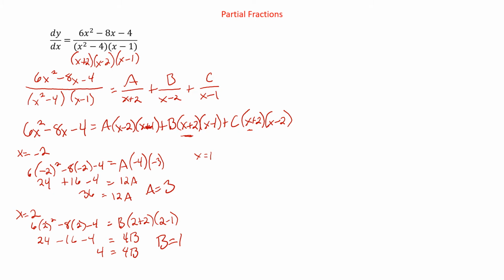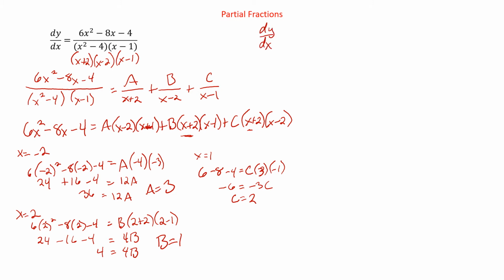And we'll get 6 times 1 squared minus 8 times 1 minus 4 equals c times 1 plus 2, which is 3, times 1 minus 2, which is negative 1. So 6 minus 8 minus 4 is negative 6, equals negative 3c. So c equals 2. So we can rewrite our fractions.